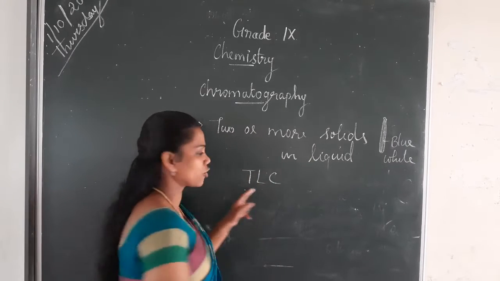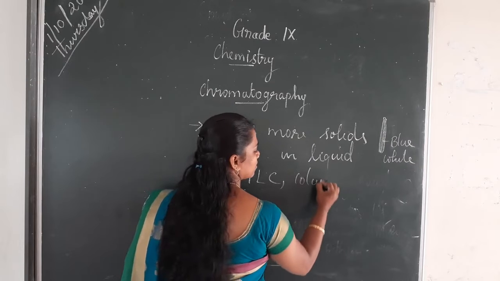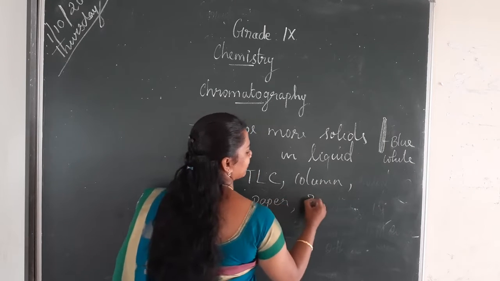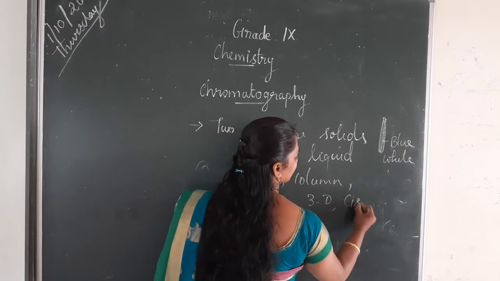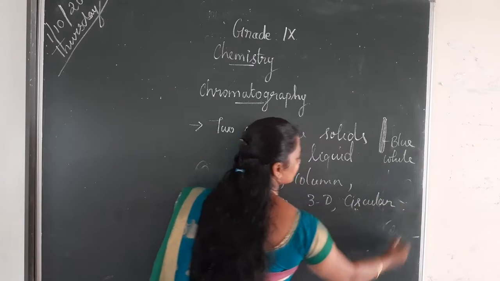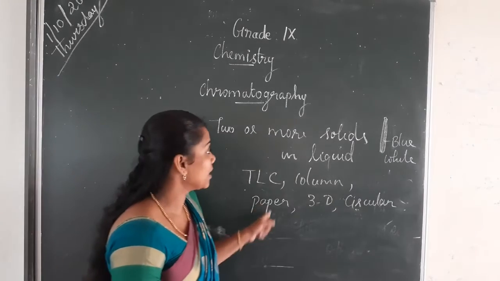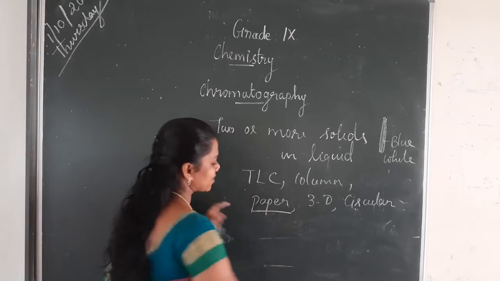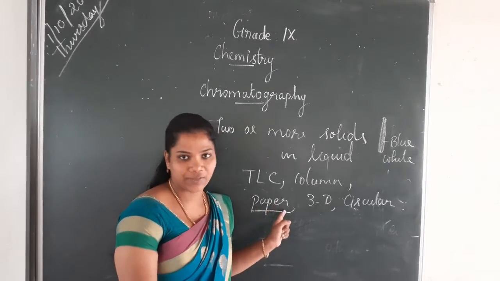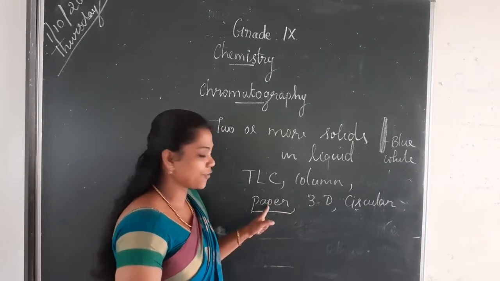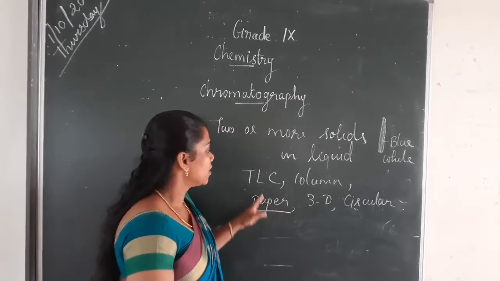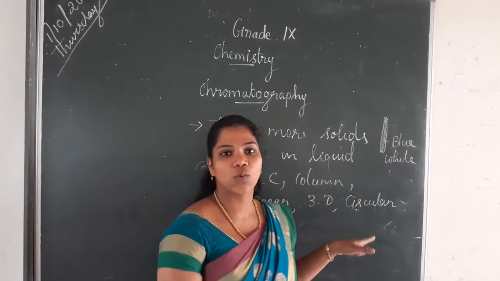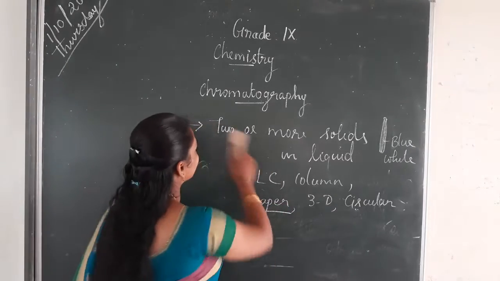TLC means thin layer chromatography, column chromatography, paper chromatography, 3D chromatography, circular chromatography. So many types of chromatography are there. Based on the solids we will select it. But for our chapter, what they have given is paper chromatography. So in paper chromatography we are going to see briefly. Today we are going to see only the first one, that is paper chromatography.